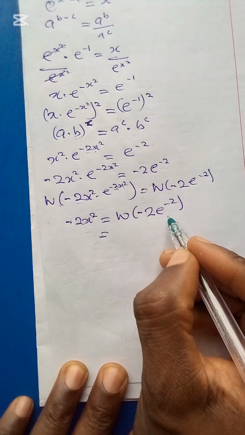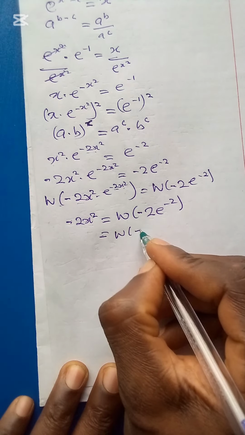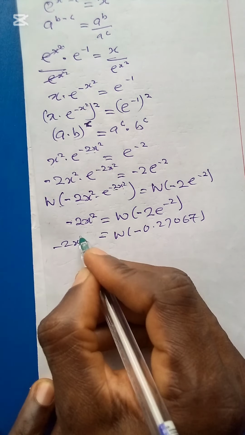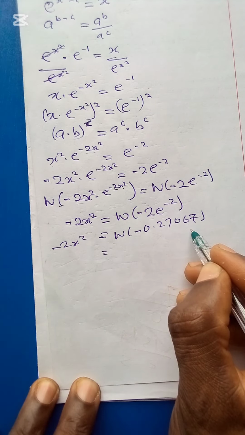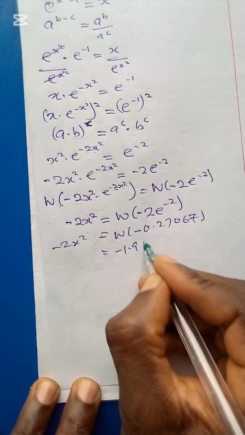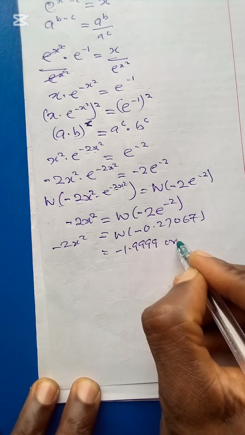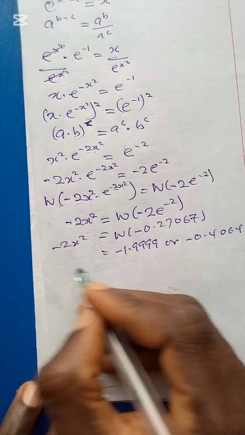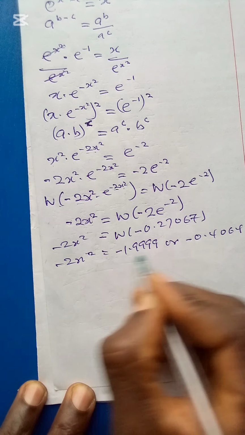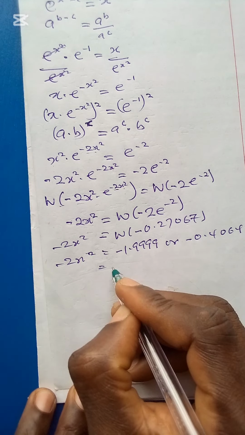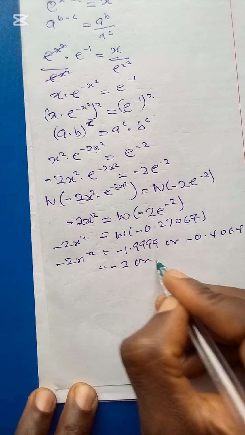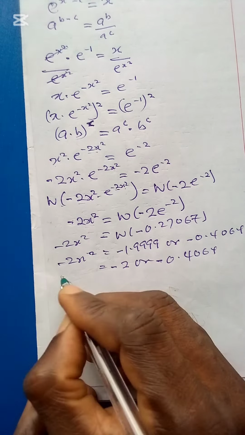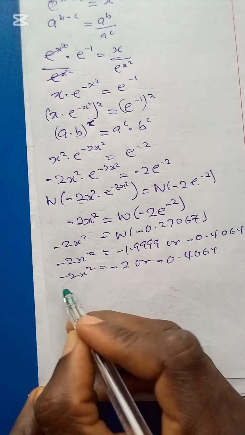This is a constant and the value is W of minus 0.27067. Good. So I have minus 2x squared equals this. When I find the W of this side, I had minus 1.999 or minus 0.4064. Great. So minus 2x squared equals this. I can write this one as a whole number, that is minus 2, or here becomes minus 0.4064. So minus 2x squared, I need to divide both sides by minus 2.